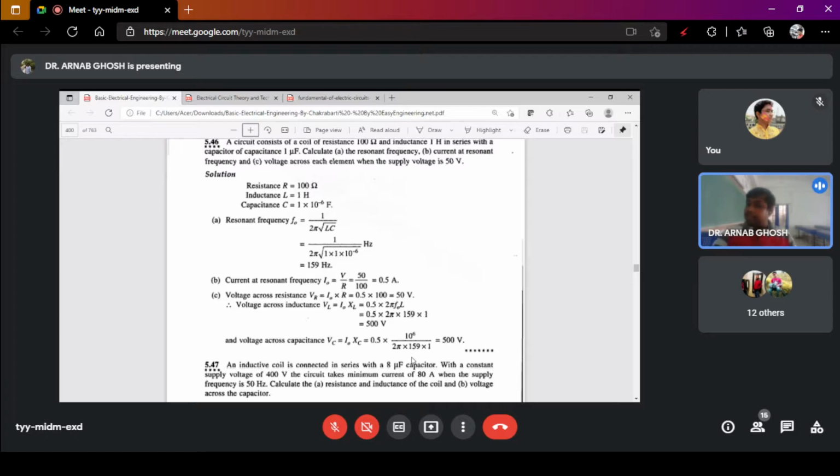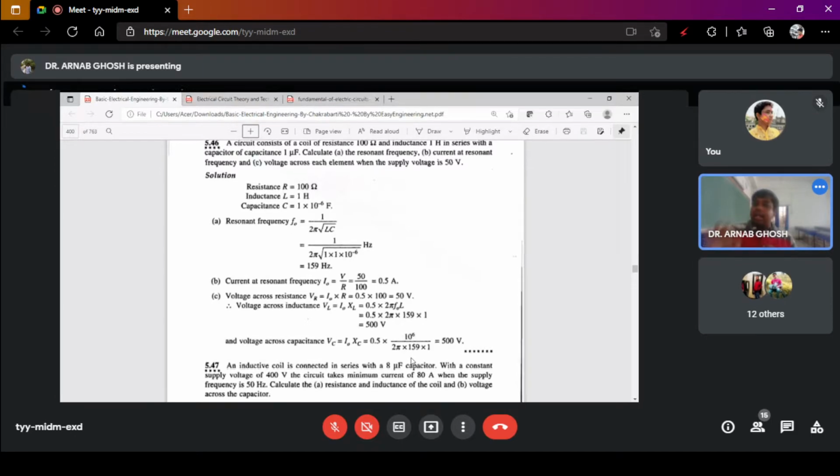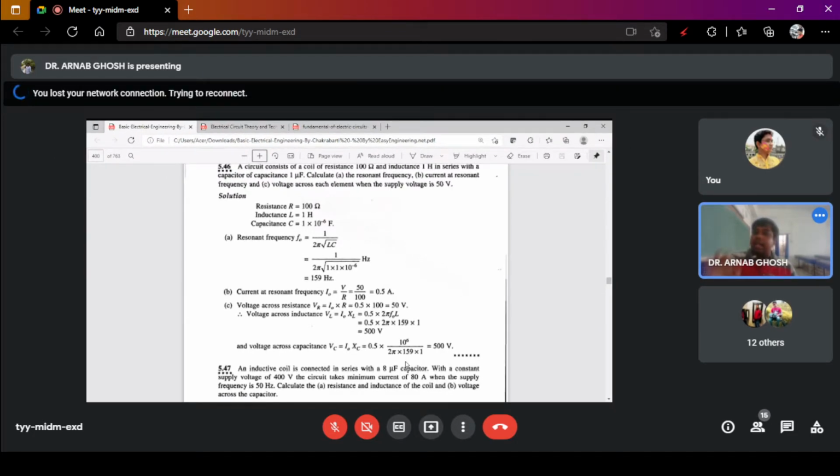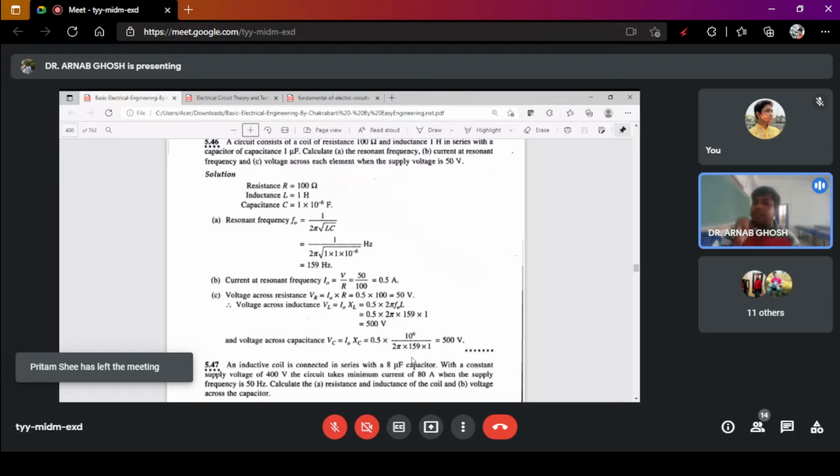But when you draw the phasors, they will be in opposition to each other. And the voltage across the resistance will be the same as the supply voltage, so that will be equal to 50 volt. So this is how you calculate: 500 volt across the inductance and capacitance, and the voltage across the resistance is equal to 50 volt, that is equal to the supply voltage at resonant condition.